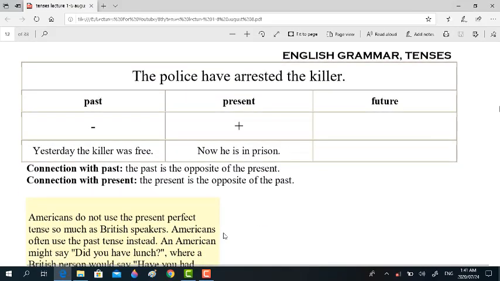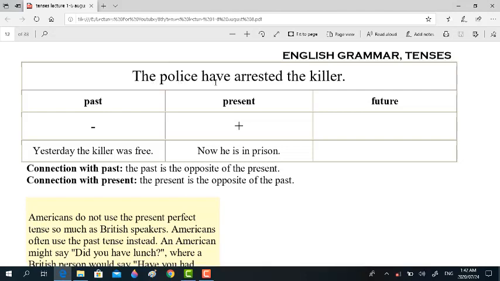Let us have another example. The police have arrested. This word police is basically from a French word. It is a French-originated word, so do not treat it as an ordinary or common English word. Police is also used as plural. If you intend to make it singular, then you should add policeman or policewoman, right. The police have arrested the killer.